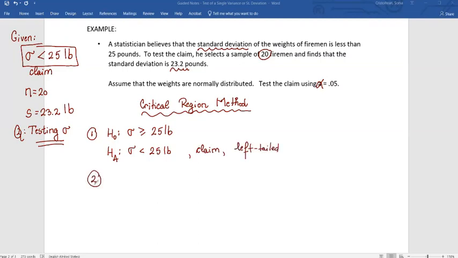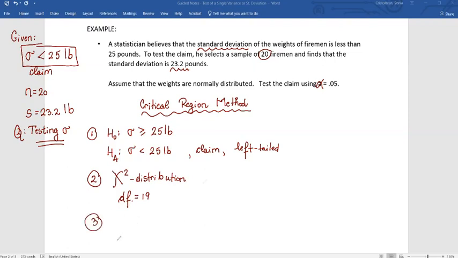Step 2, the distribution we are using is the chi-square distribution. So when we work with sigma or sigma squared, we always use the chi-square distribution. The chi-square distribution is a family of curves, so we need to write down degrees of freedom. Degrees of freedom in this case will be 20 minus 1, which is 19. And there is no calculator test that will do this one.